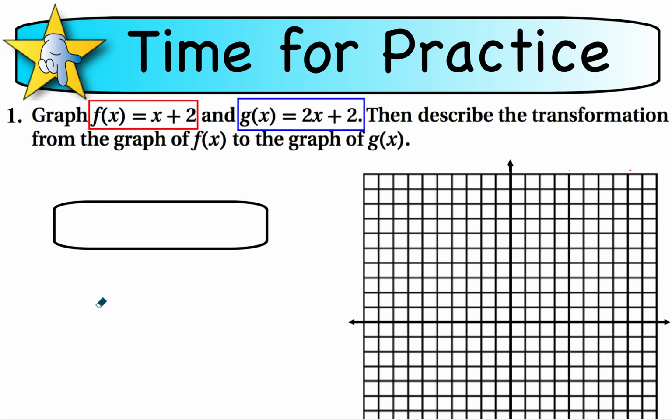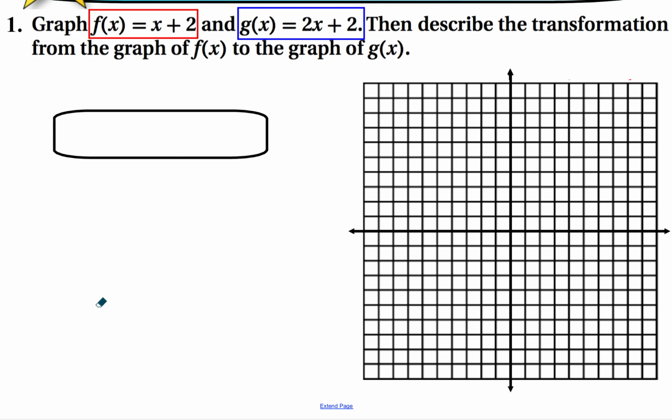So let's go ahead and do some practice. It says graph the function f of x equals x plus 2 and g of x equals 2x plus 2, and then describe the transformation from the graph of f of x to the graph of g of x. So we're starting with f of x and we're going to g of x. Well, they have the same y-intercept, but they have different slopes. So we should be able to predict that g of x will be a rotation counterclockwise.